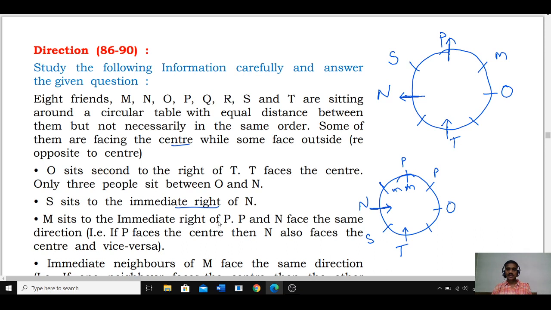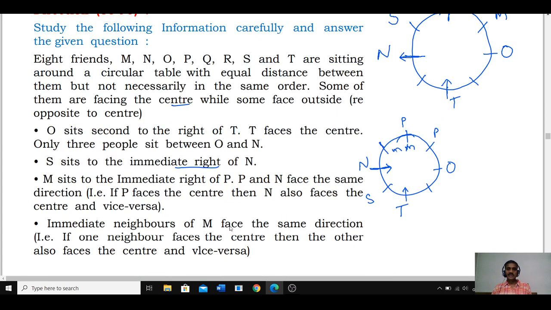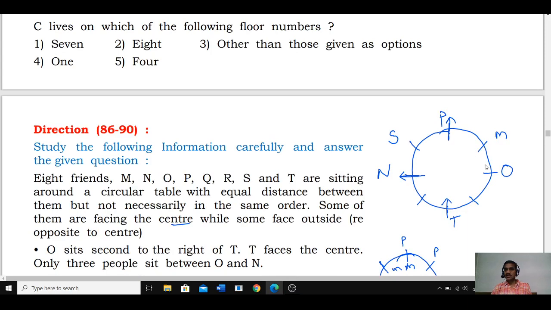M sits to the immediate right of P. P and N face the same direction. And immediate neighbors of M face the same direction. Immediate neighbors of M, these 2 are facing the same direction.